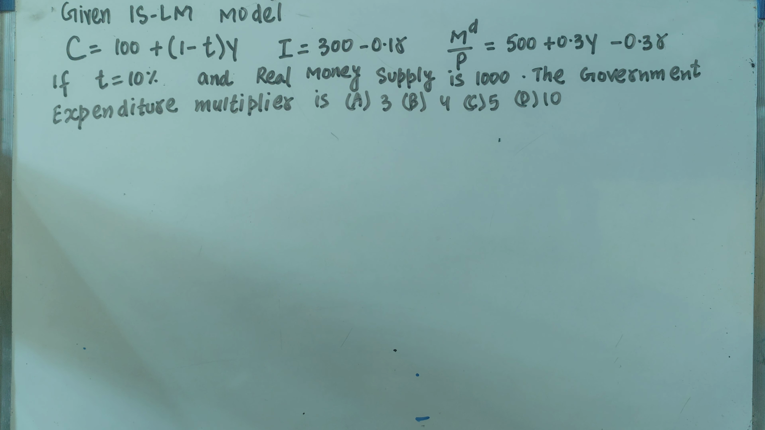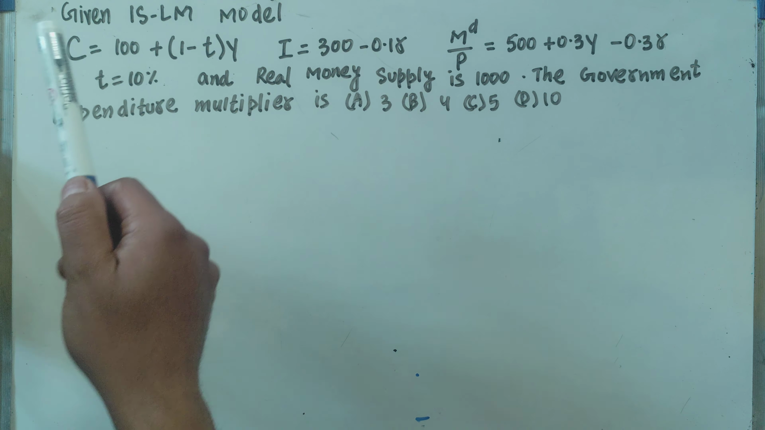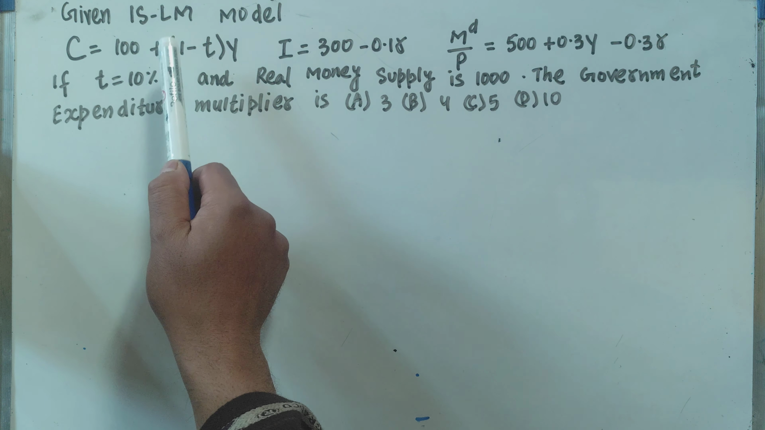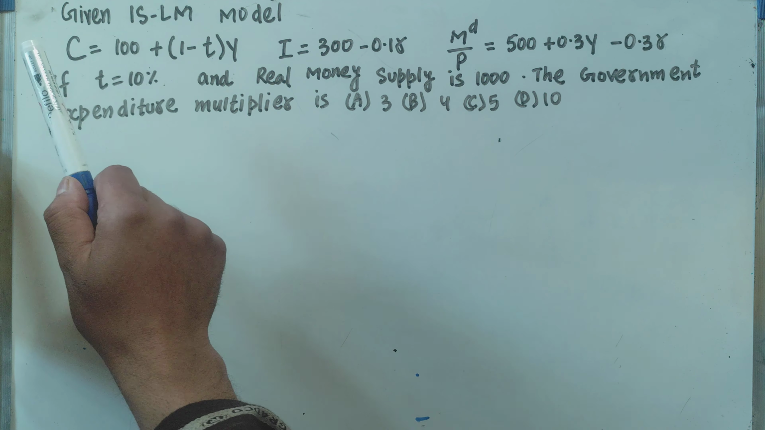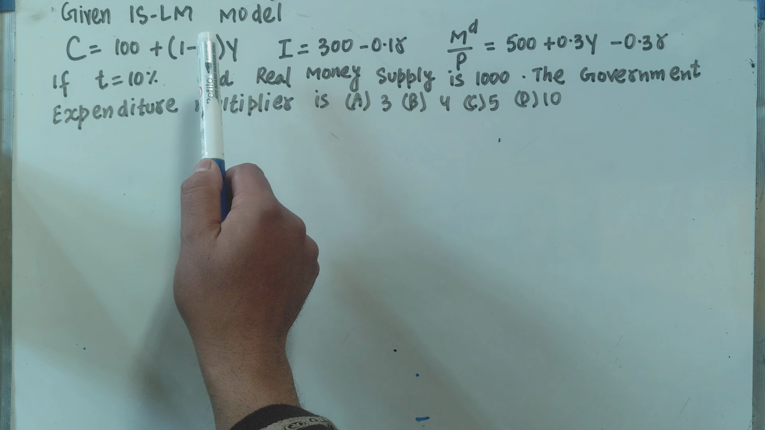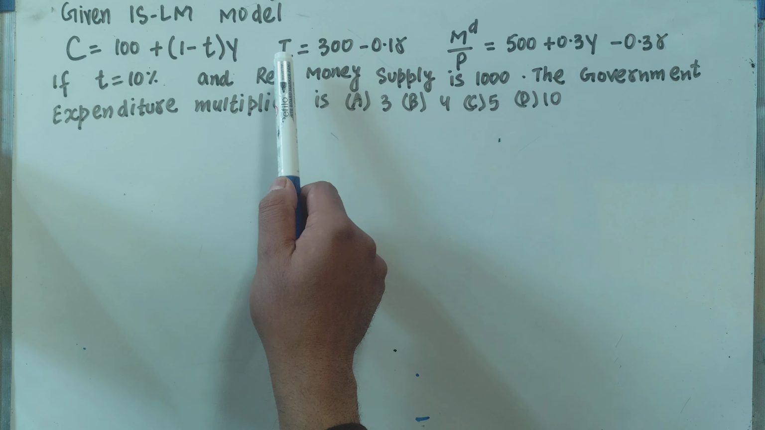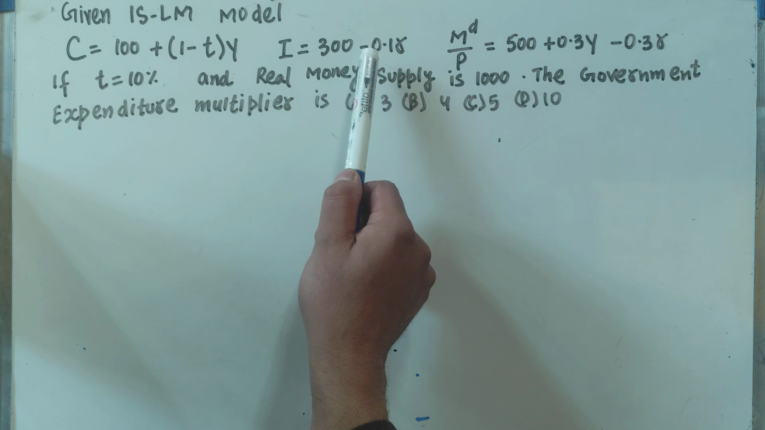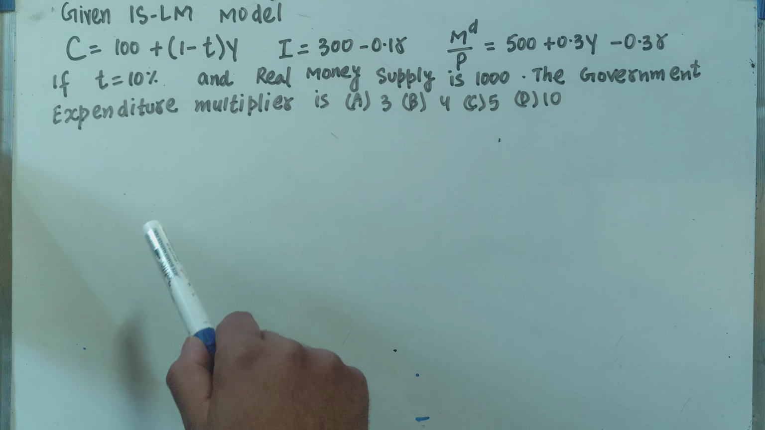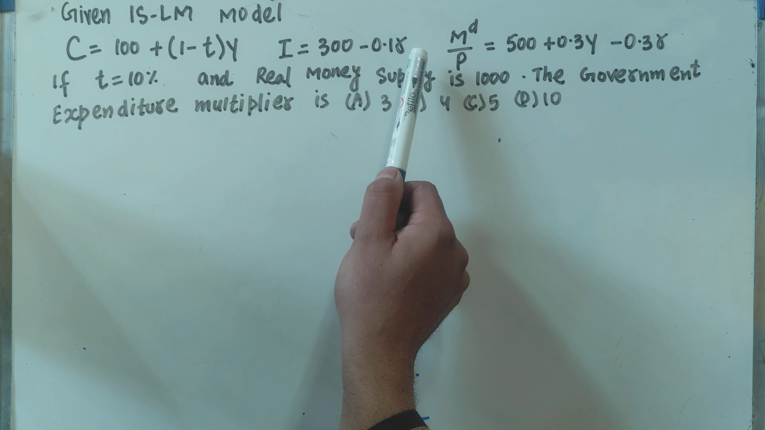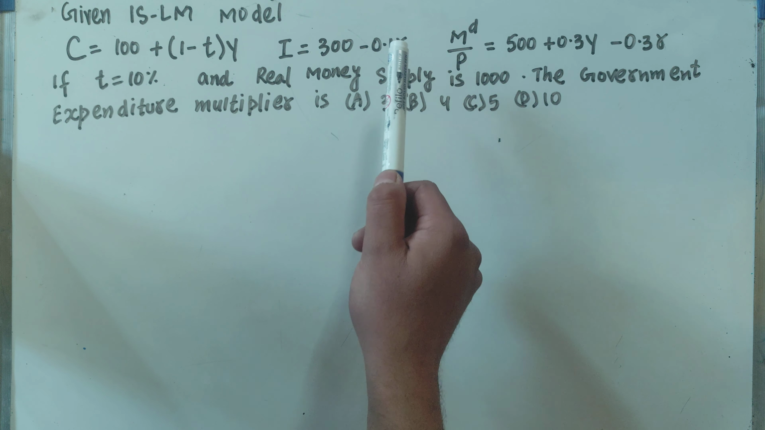In this video, we will learn how to find out the value of the government expenditure multiplier. The question is, given the IS-LM model, C is equal to 100 plus (1 minus T) times Y, where C denotes the consumption, T denotes the marginal tax rate, Y denotes the GDP. Investment is equal to 300 minus 0.1R, where R denotes the rate of interest. That is, investment is a negative function of the rate of interest.